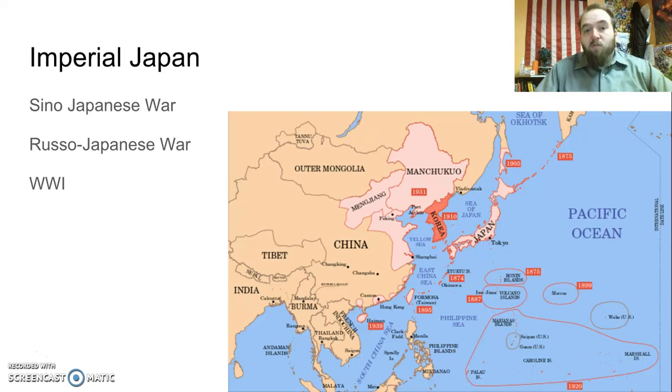Prior to World War II, Japan had a considerable amount of holdings. They were a huge colonial empire. They had taken land from China during the Sino-Japanese War. They had taken land from Russia during the Russo-Japanese War. They took land from Germany during World War I. So everything on this map that's in red or pink is part of the Japanese Empire.